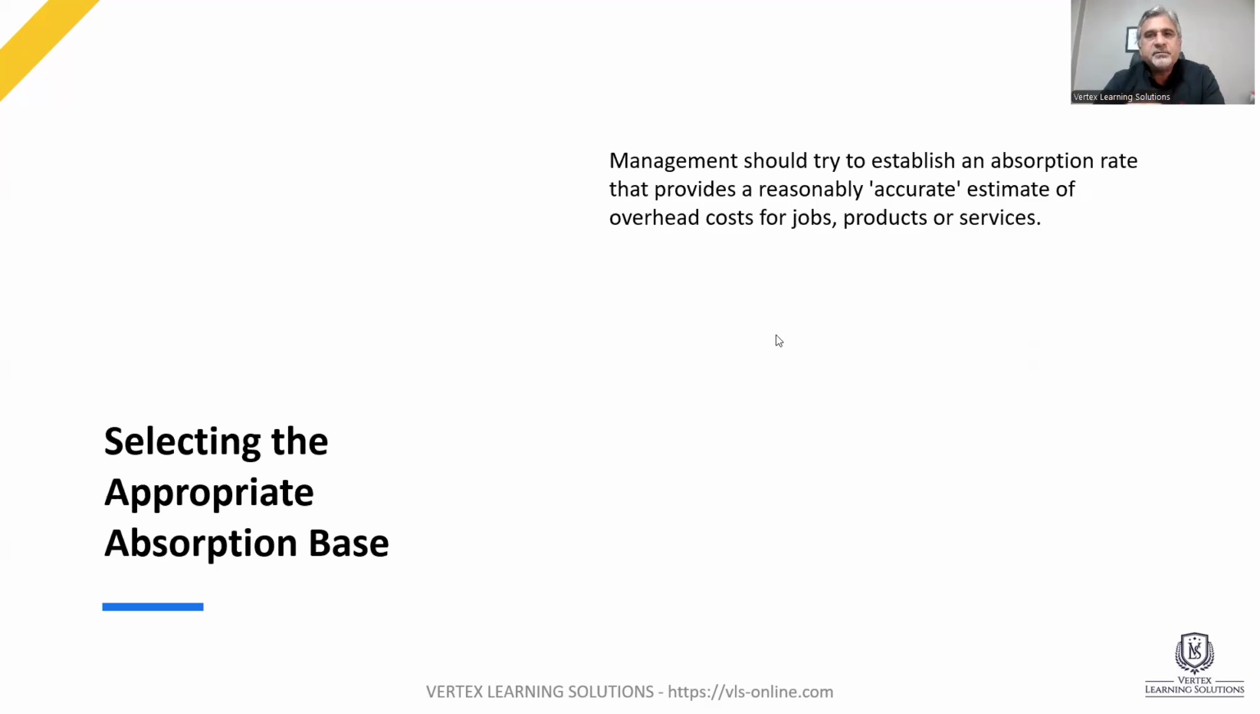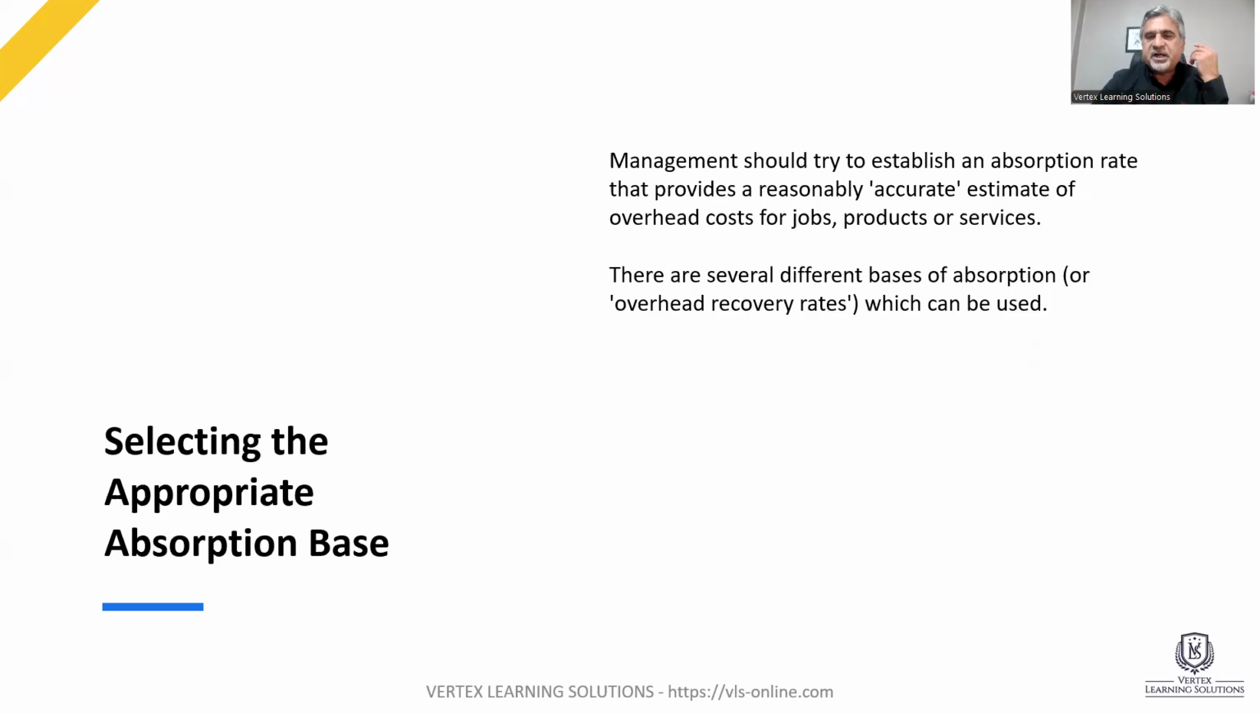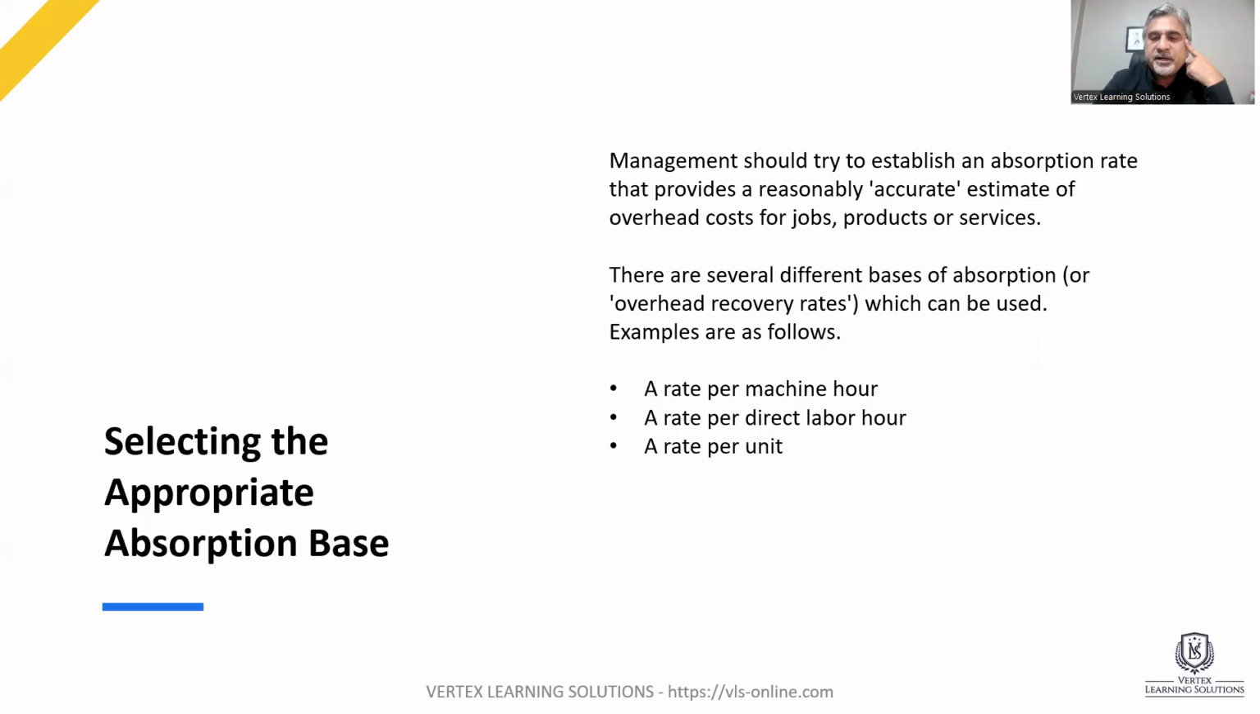If you are working with 1,000 people, you will split your overhead on labor hours. If I'm working with a lot of machinery, I will take my activity base as machine hours. So there are several ways which you can do, as rate per machine hour. It could be labor hour. It could be per unit. Percentage of direct material cost.